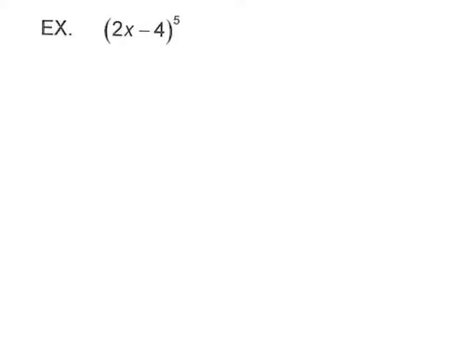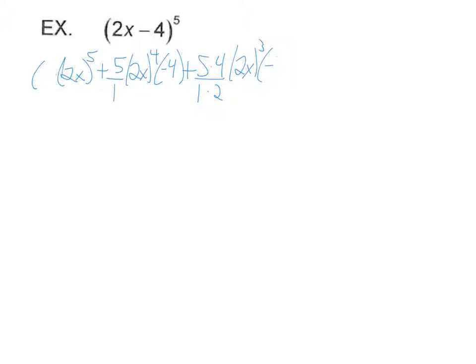Let's do one more, 2x minus 4 to the 5th. So all of 2x in parentheses is to the 5th power. And then I write my highest exponent over 1. 2x goes down a power. The negative 4 comes in for the first time. And it's going to be 5 times 4 over 1 times 2. 2x goes down a power. Negative 4 goes up. 5 times 4 times 3 over 1 times 2 times 3. The 2x goes down. Negative 4 goes up.